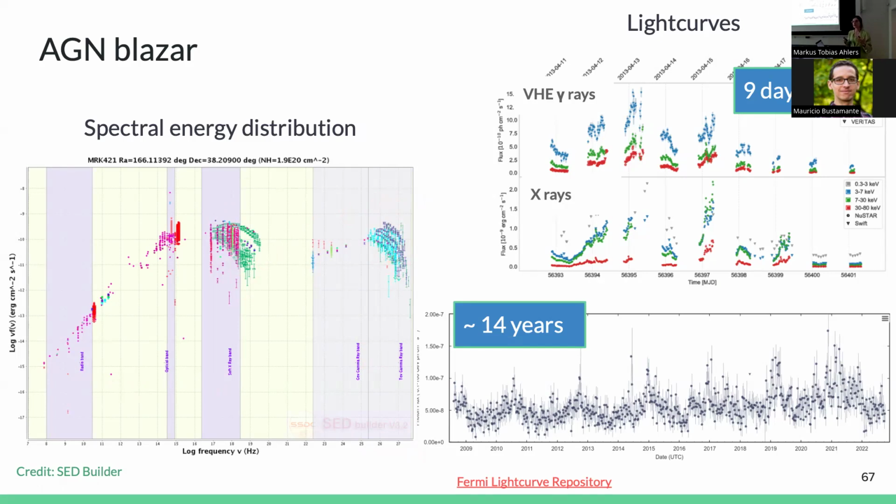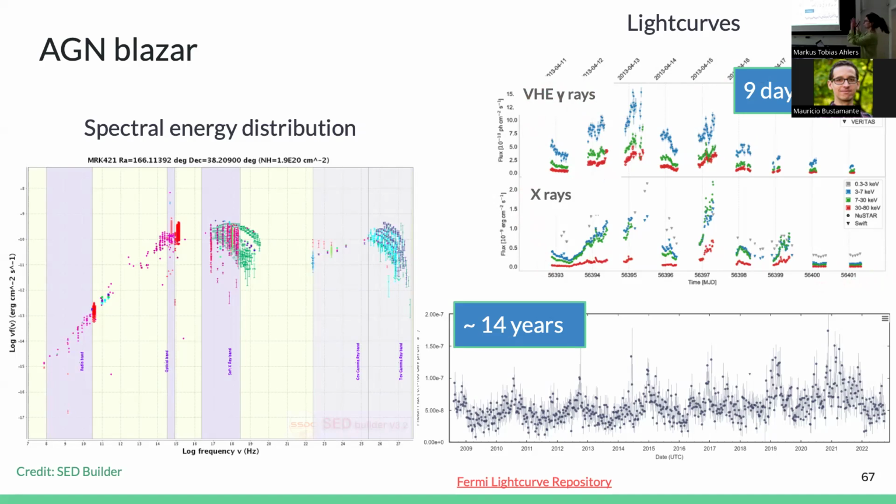So the flux varies on many, many time scales. It may vary, if you look here on the light curves in TeV gamma rays and X-rays, over the course of 9 days, within 15 minutes. So you can imagine that you observe this large-scale jet that we said before, and you detect gamma ray and X-ray emission varying on a scale of minutes.